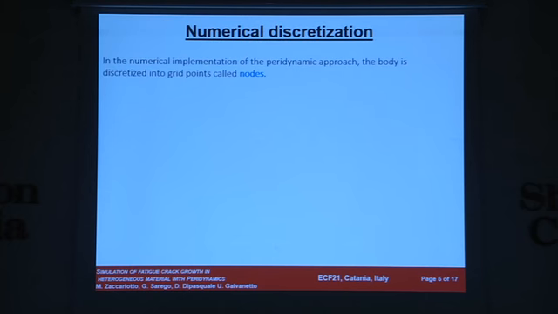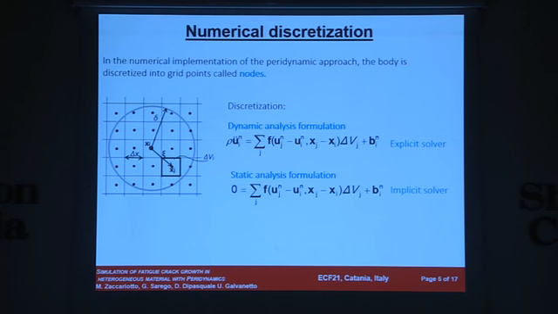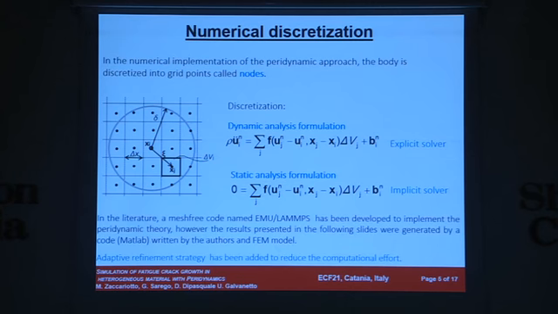For what concerns the numerical discretization, the body is discretized in a grid of points called nodes. Here is the main equation rewritten for the dynamic case and the static one. In our research group, we have written some codes able to solve dynamic problems using an explicit solver, and static problems adopting an implicit solver that uses a Newton-Raphson approach. The codes have been equipped with an adaptive refinement strategy in order to reduce the computational effort.